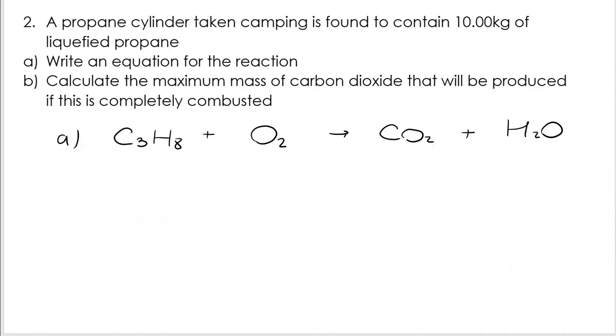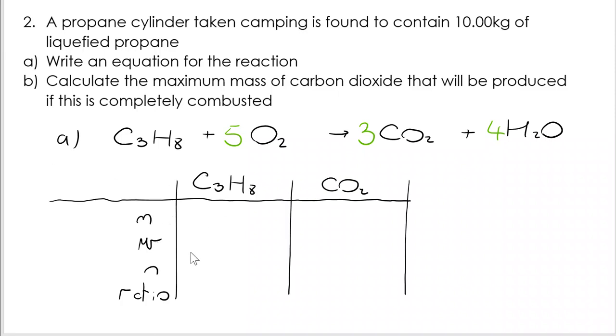So the equation, we're doing propane, we're making carbon dioxide and water, this is complete combustion once again, and balancing it, we get 3 CO2, 4 H2O, and we need 5 O2 to do it. So I'm going to draw my table out again. I've got my mass, molecular mass, moles, ratio. I'm interested in propane and carbon dioxide, so they are the two that I put into my table. This time, my mass is 10,000 grams, 10 kilograms converted to grams.